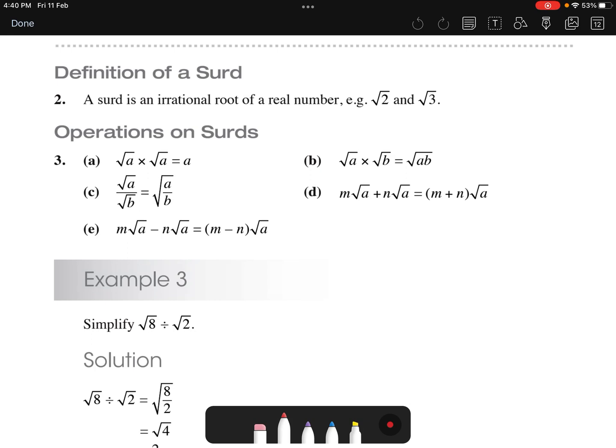So first thing first, we need to know that if I have square root a times square root a, you notice that they are both the same a, right? So if square root a times square root a, I'll get a. For example, square root 2 times square root 2, I'll get positive 2.